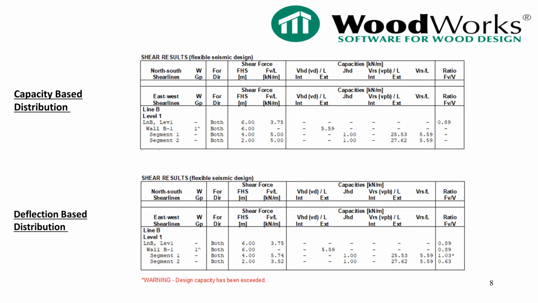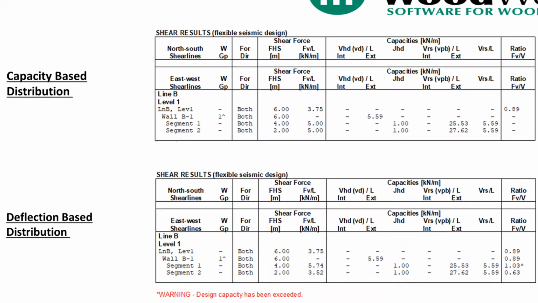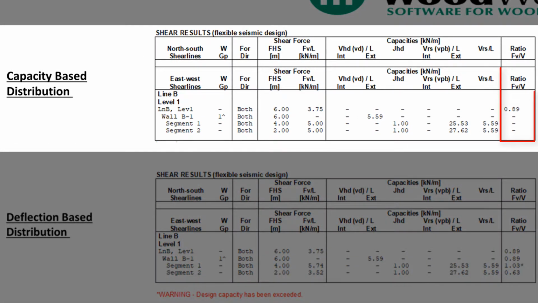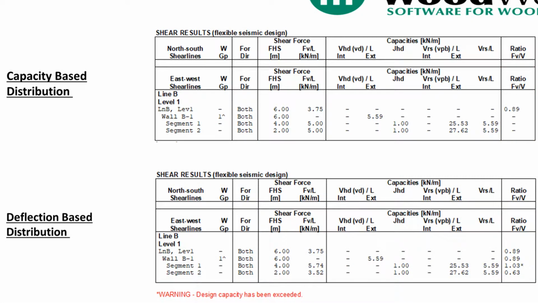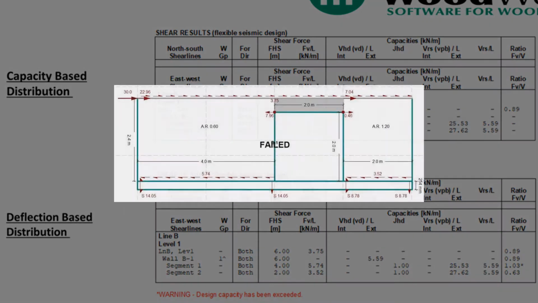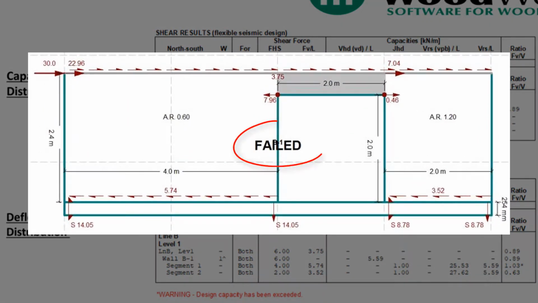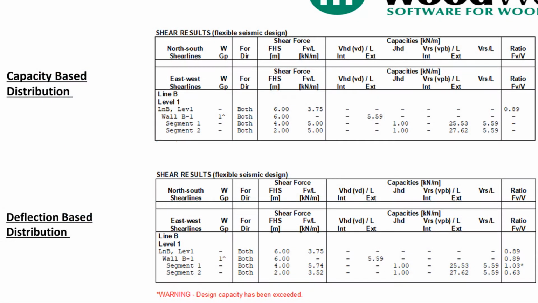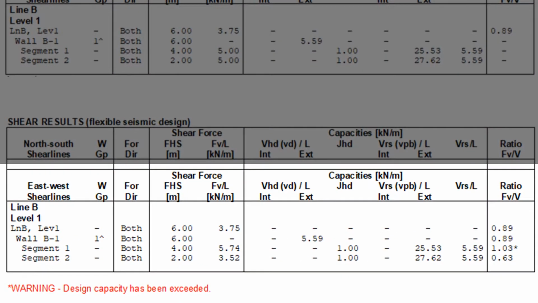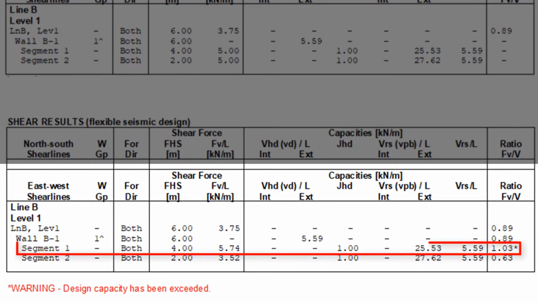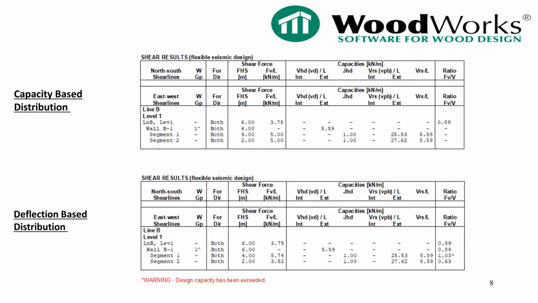As the engineer, you sometimes need to use your judgment about the analysis. In this particular example, the applied 30 kN factored design force passes when capacity-based distribution is used. However, you may have noticed the elevation view on the previous slide for deflection-based distribution showed failed. In this example, the software determined that the first segment's design capacity was less than the calculated force by 3%. You would need to decide if the shear wall segment is sufficient.